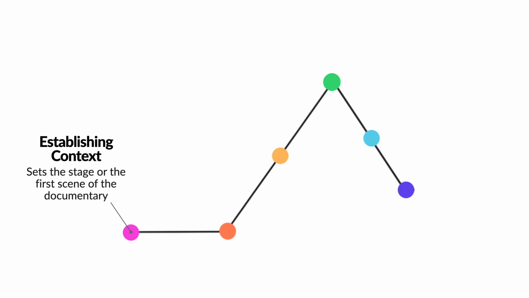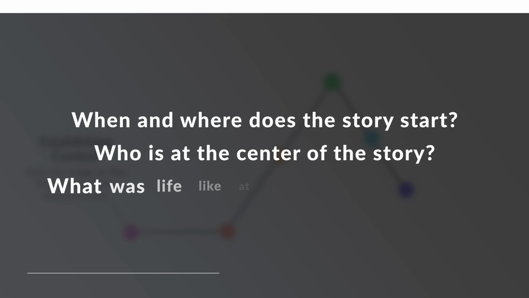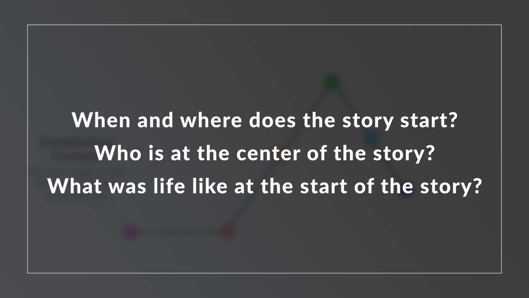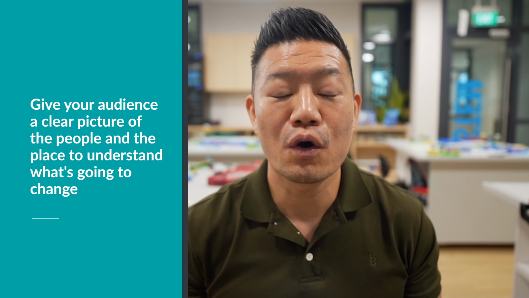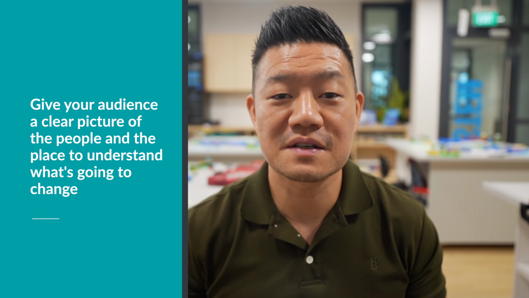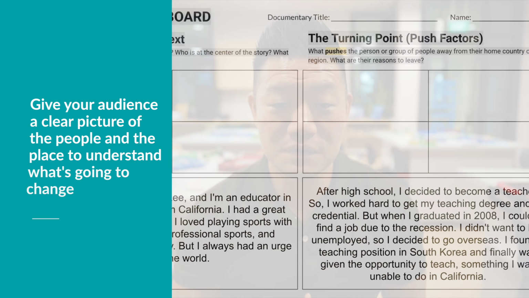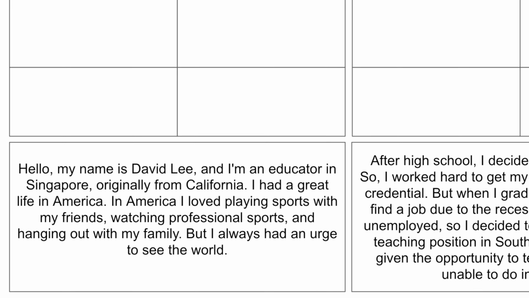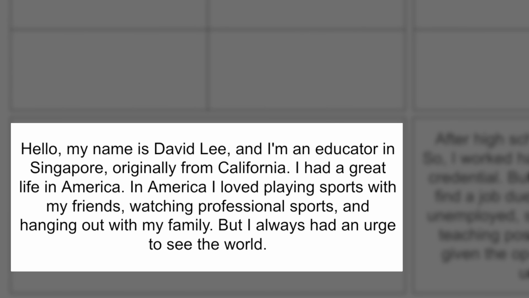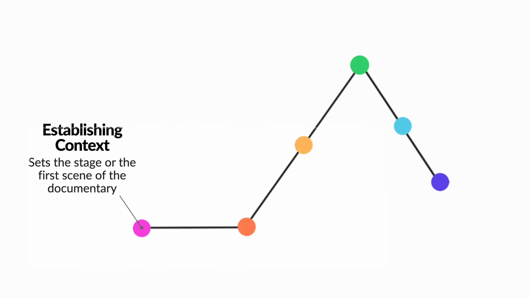Okay, let's start with the establishing context. For the setting of the story that you want to share, ask yourself, when and where does the story start? Who is the center of the story? What was life like at the start of the story? These questions are all about setting the stage. They give your audience a clear picture of the person or the group of people and the place, so they understand what's going to change. So for my establishing context script, I introduce myself by saying my name and where I grew up.